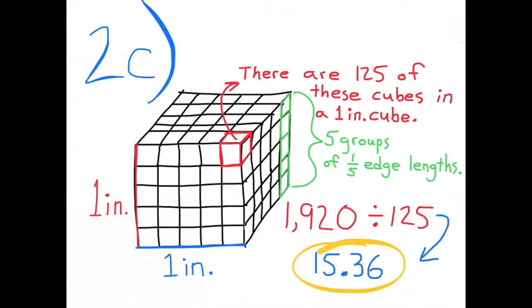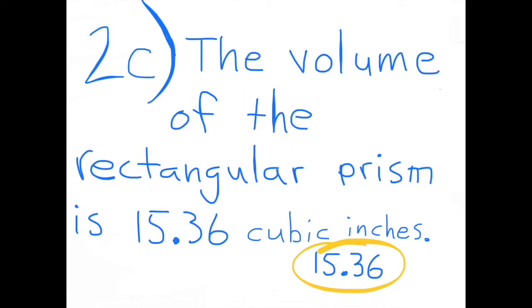The answer from the previous question was 1,920. So 1,920 divided by 125 equals 15 36/100. The volume of the rectangular prism is 15 36/100 cubic inches.